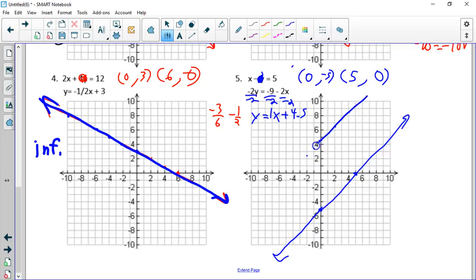And since I said earlier that this had a slope of 1, and this has a slope of 1, that means the lines are parallel and there is no solution. They will never cross. That's it.